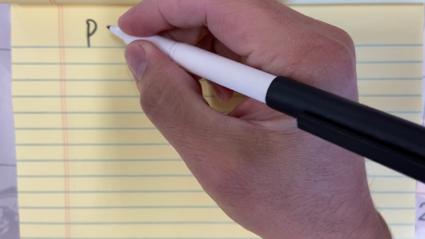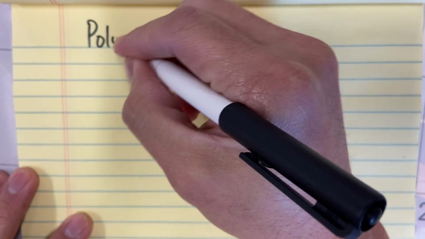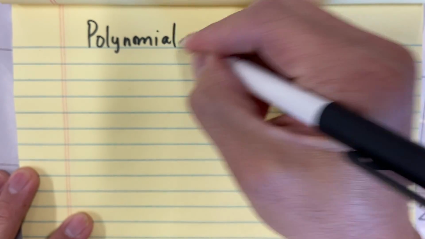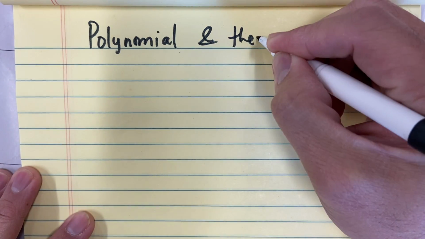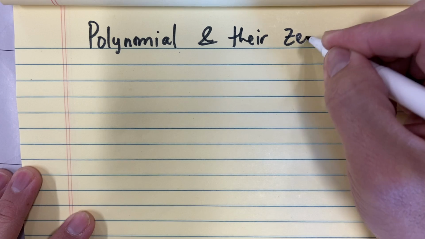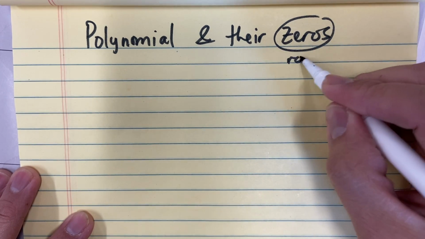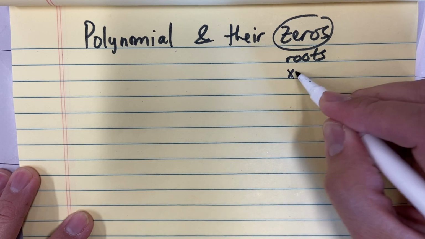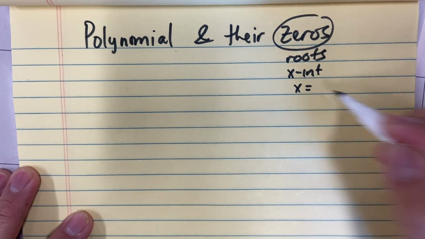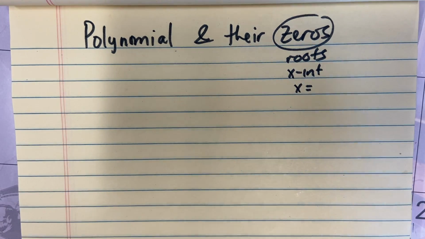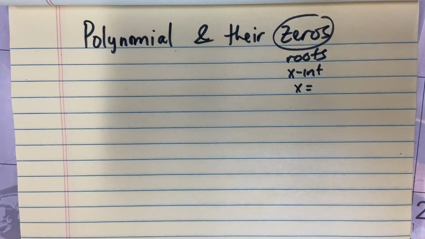Today we're gonna learn about polynomials and their zeros. Zeros talks about roots, x-intercept, or the x values. They all mean the same thing, so don't be scared if the question is what is the root, or the x-intercept, or what's the solution. They all mean the same thing, okay?